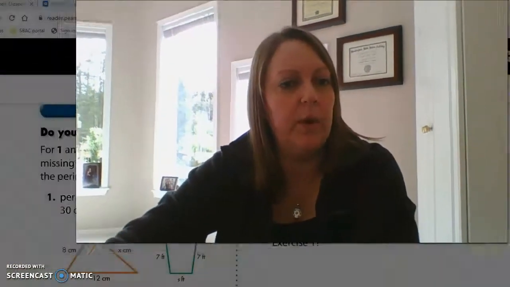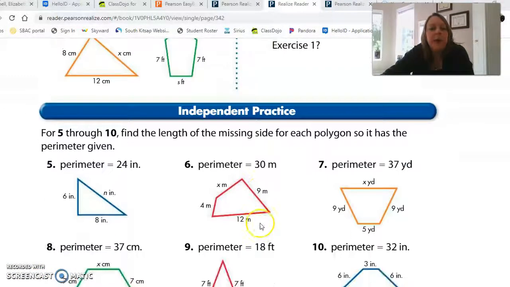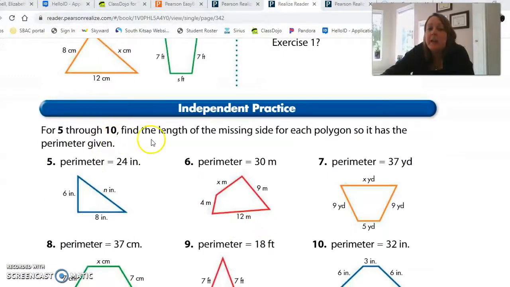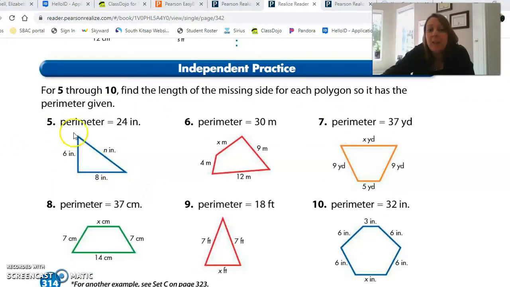I thought maybe we could do number 5, just because I want to make sure that we understand how to do this. Number 5. Okay, let's do one more. Number 5 says for 5 through 10, find the length of the missing side for each polygon so it has the perimeter given. So once again, we have the perimeter, and we know that the perimeter, bunny, is that you add up all the sides.